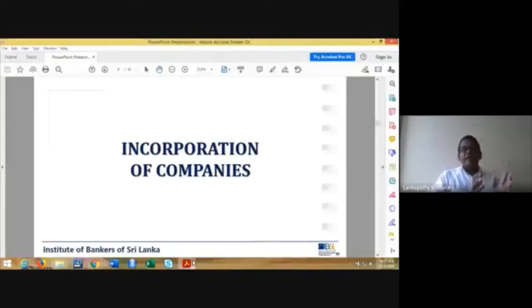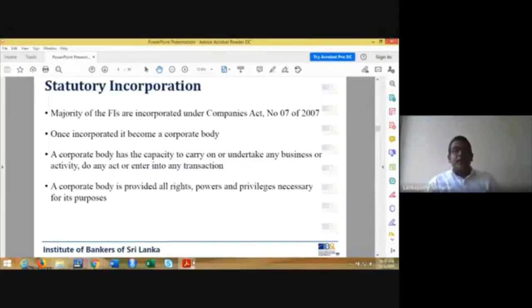Now we move into the incorporation of companies. This is the next large section of today's class. It is based on our Companies Act, the 2007 Companies Act. The majority of financial institutions are incorporated under the Companies Act No. 7 of 2007. Except for one or two state banks, all other financial institutions are generally incorporated under the Companies Act. Once incorporated as a company, it becomes a corporate body.